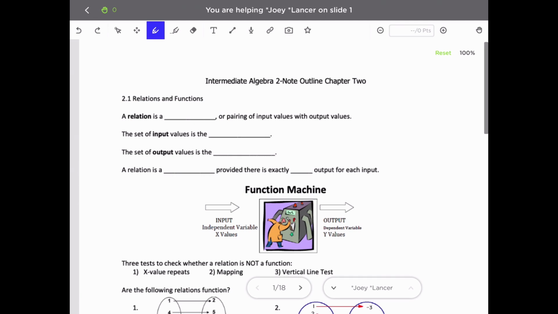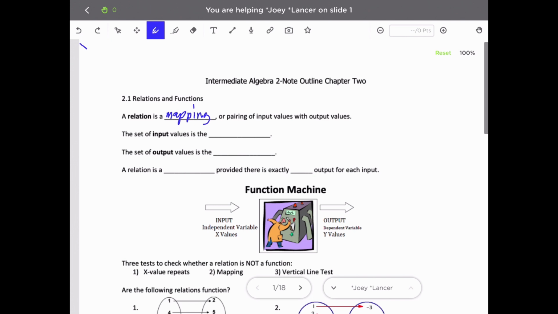Section 2.1, Relations and Functions. A relation is a mapping or pairing of input values with output values.